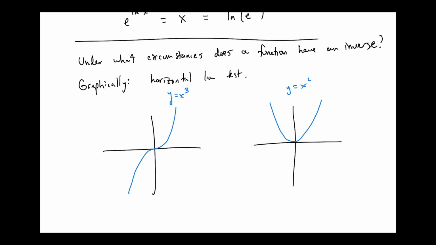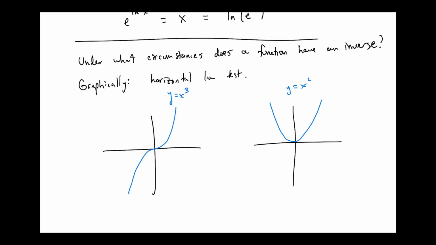You guys probably remember what the vertical line test is, right? That's what tells you if you have a function in the first place. If you imagine any vertical line, how many times can the vertical line intersect the graph if the graph came from a function? At most once. I say at most because the function could be undefined in some places.